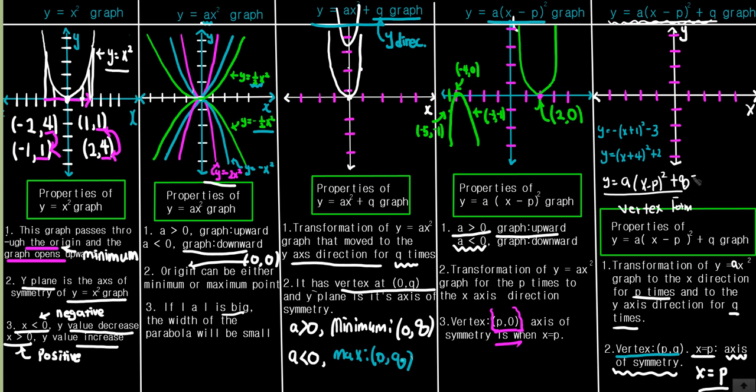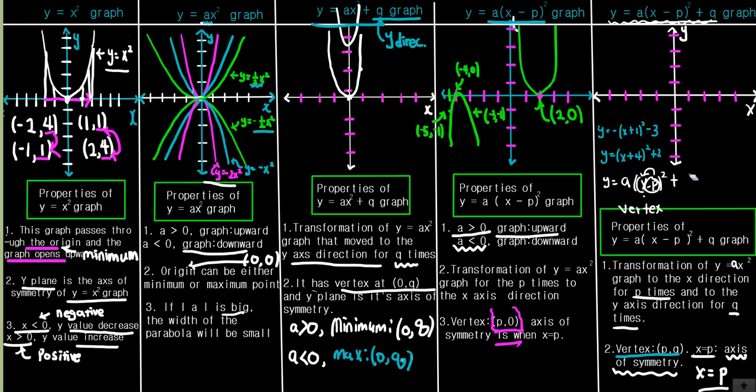The vertex of this function is going to be, we don't care about the a value, x comma q. But we also need to remember that if it's a negative p, we always should write the opposite, which means when the p value is negative, the x value should be positive, and when the p value is positive, the x value should be negative. And that's how we find the vertex of a function.